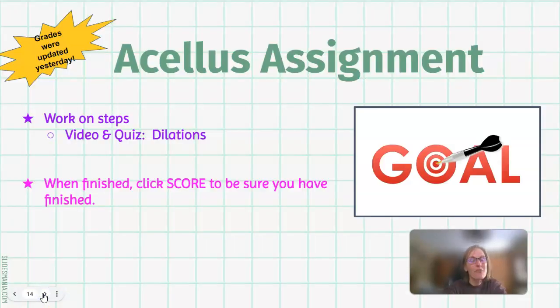Okay, remember, your grades were updated yesterday, and today you're going to do two things for me. You're going to, number one, check your grade sheet in Buzz, and then I want you to work on step, it should say step, dilation. There's a video and a set of questions. Make sure that when you're finished with your set of questions, you look at score to make sure you finish the lesson titled Dilations.